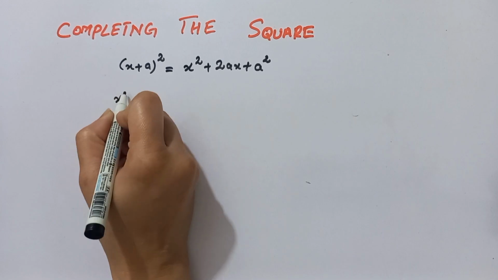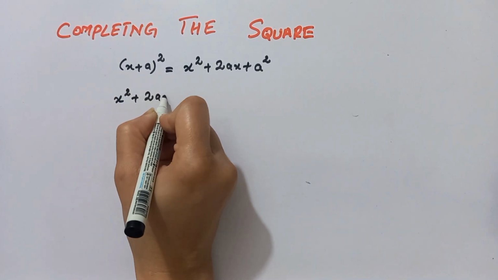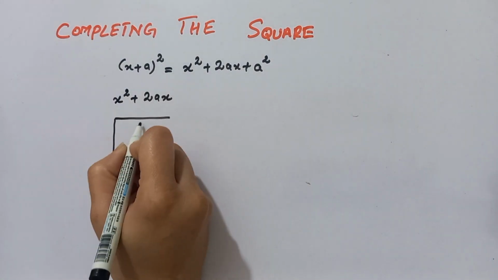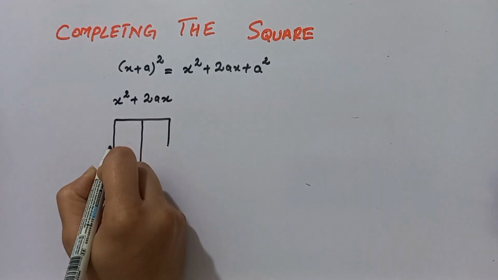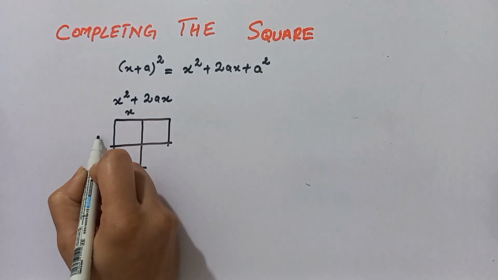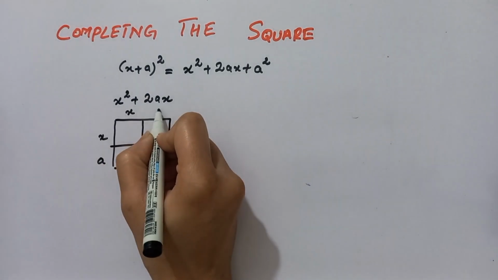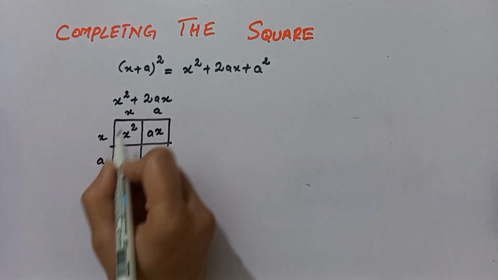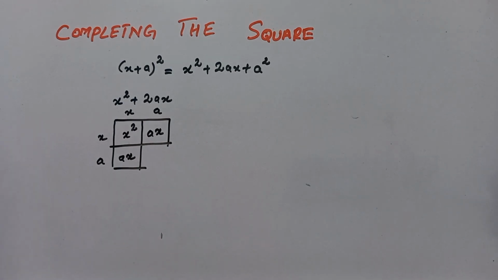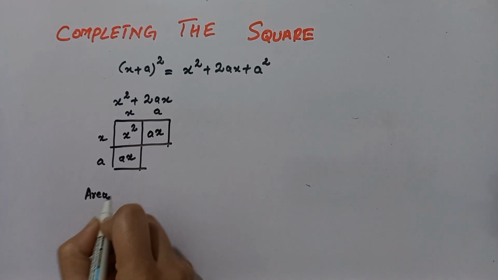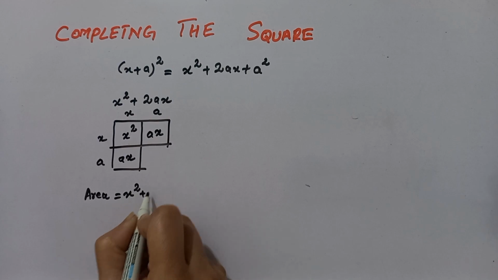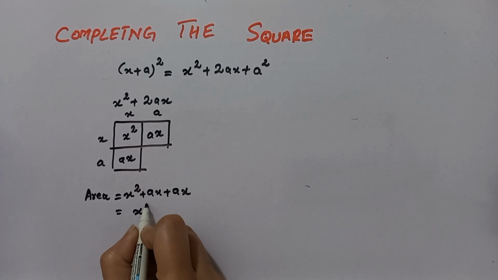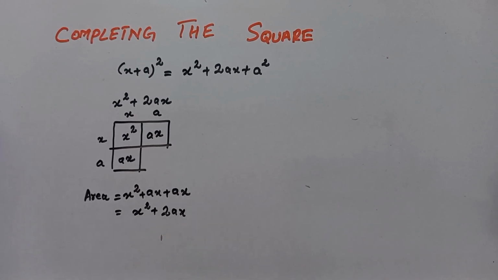Let us consider an example, x square plus 2ax. Now we can draw a diagram for this expression. Here we have x, a, and x times x is x square, x times a is ax, a times x is ax. So the area of this figure is x square plus ax plus ax, which equals x square plus 2ax.